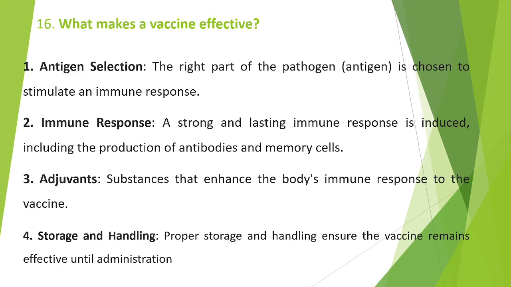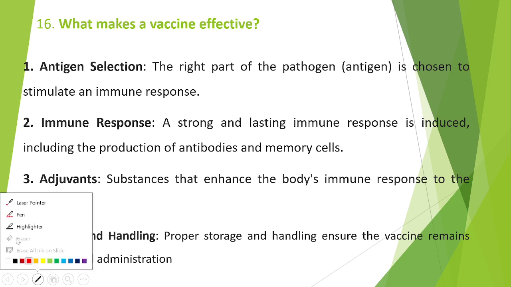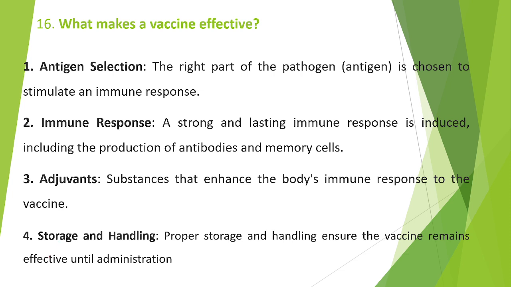Let's look at the first question, which is what makes a vaccine effective. An effective vaccine stimulates a strong and lasting immune response, protects against infection or severe diseases, as we know, and is safe for the population. Here are some key features of the effectiveness of the vaccine. The first feature is antigen selection. The right part of the pathogen is chosen to stimulate an immune response.